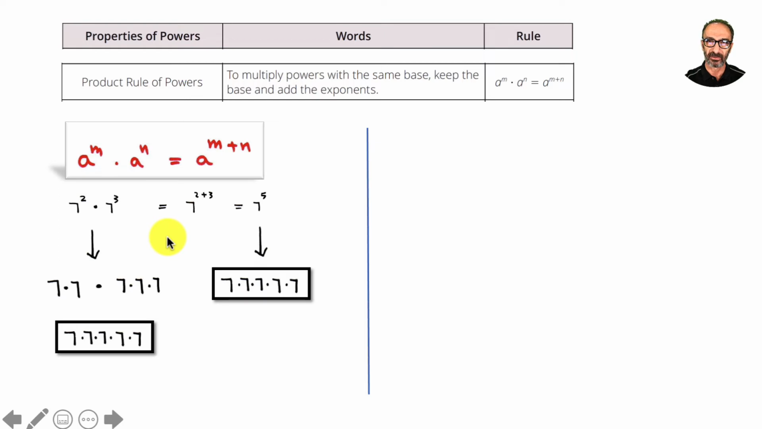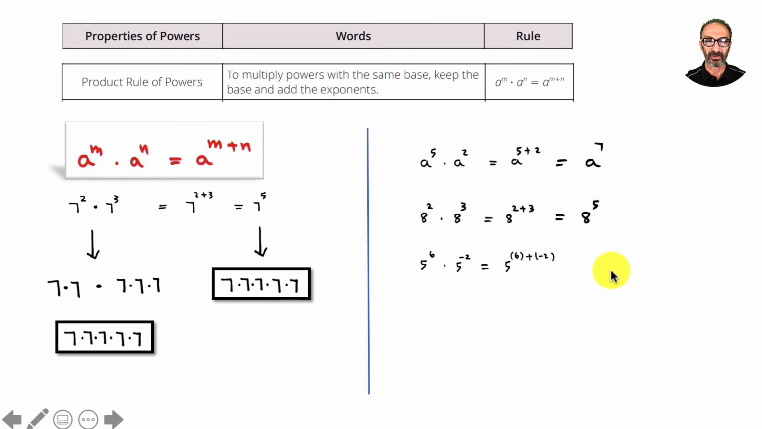Let's try some examples. A to the power 5 times a to the power 2 will be a to the power 5 plus 2, which is a to the power 7. How about a to the second times 8 to the third? We're going to add the exponents 2 and 3, and we're going to end up with 8 to the power 5. We keep the base. I keep repeating that. How about if we have negative exponents? 5 to the 6 times 5 to the negative 2 will be 5 to the 6 added to negative 2, which is 5 to the fourth.